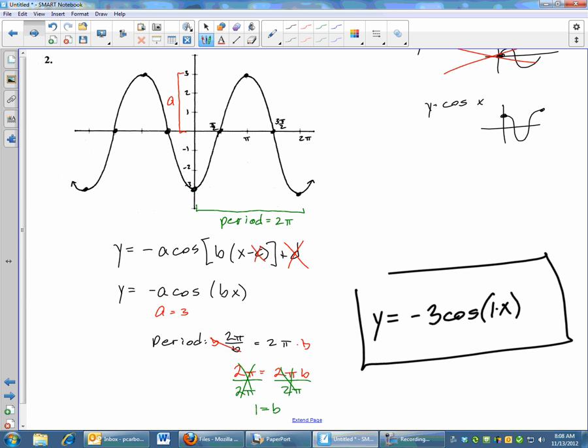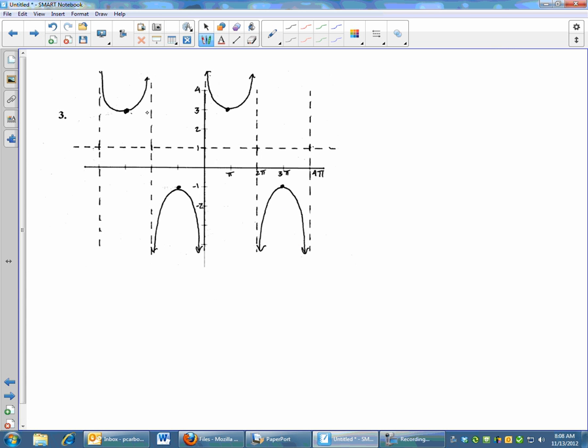Okay, looking at this one, now we're getting a little bit trickier. This is not a sine or cosine. This looks like a secant or a cosecant. And with secant and cosecant, remember you graph the humps of sine or cosine. Notice this graph is shifted up 1. And what I'm going to do is pause.